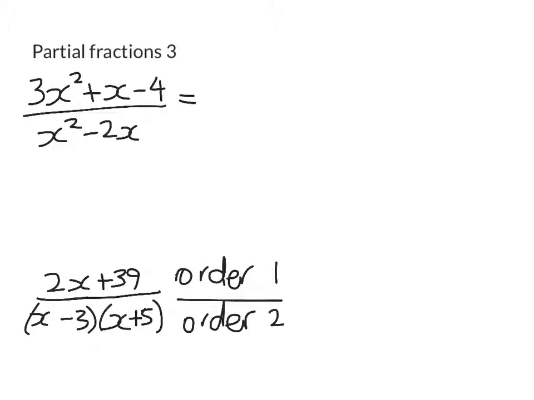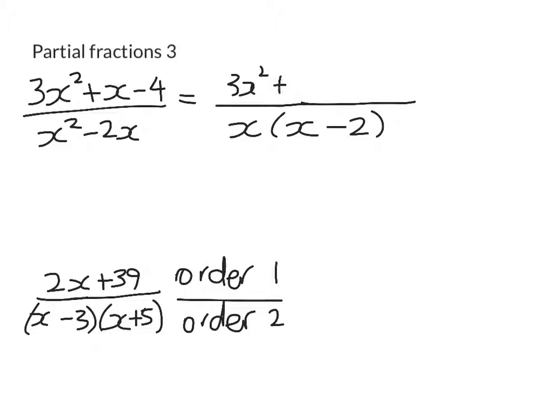So before we get into the easy way to do these, let's think about how we could do them using the methods we've got until now, because they will still work, they're just not very efficient. We can factorize the denominator, and then we can split it up into the x and the x minus 2.